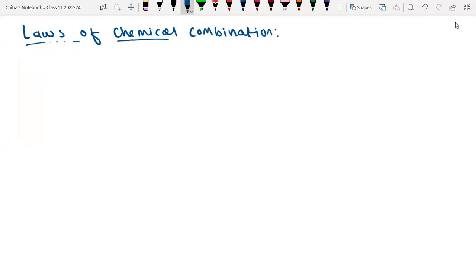A chemical reaction is the process in which one kind of substance takes part and forms a new type of product. New type means different in properties, like physical and chemical properties. Whatever components take part in a chemical reaction are called reactants. I'm writing here: reactant. The final substances formed during the reaction are called products.